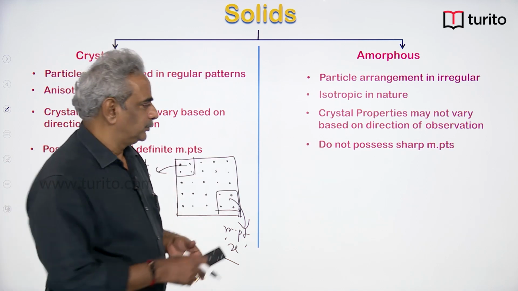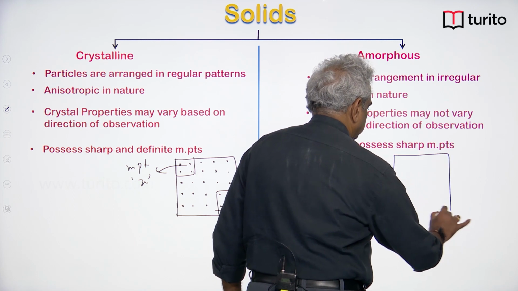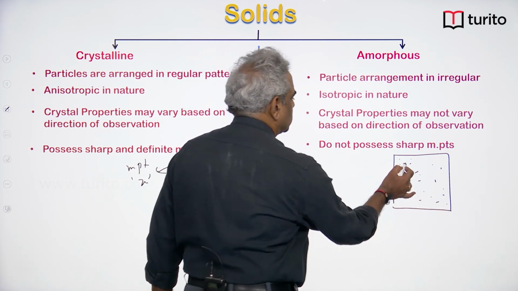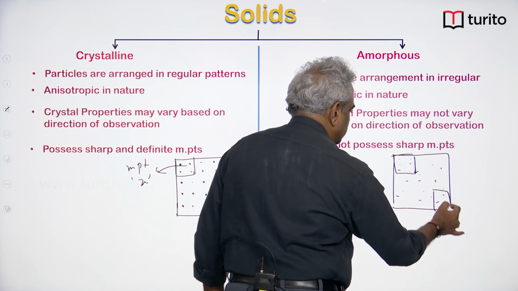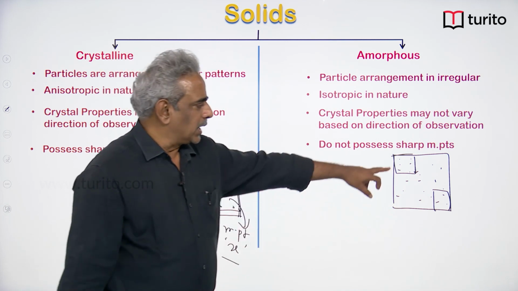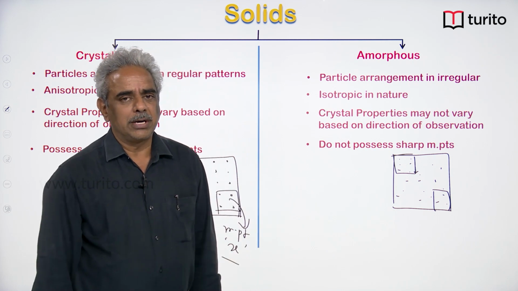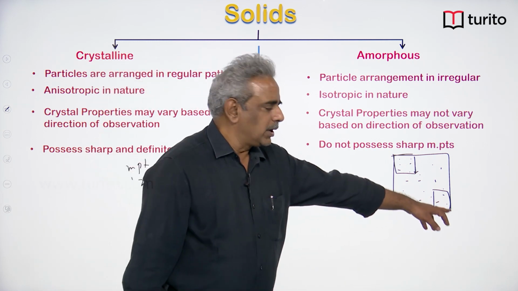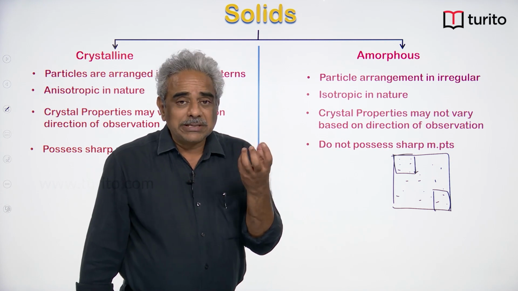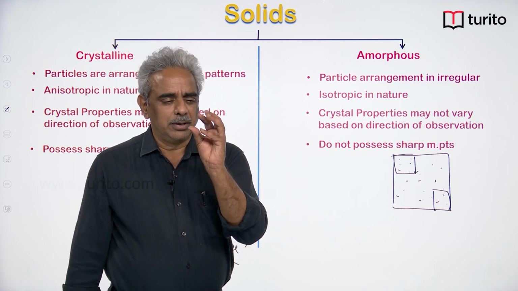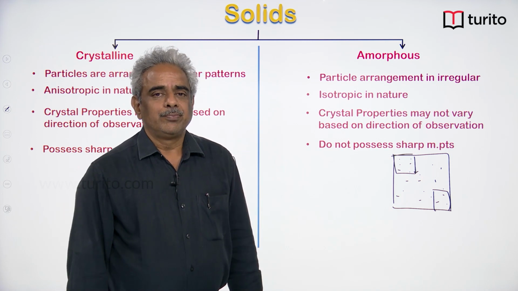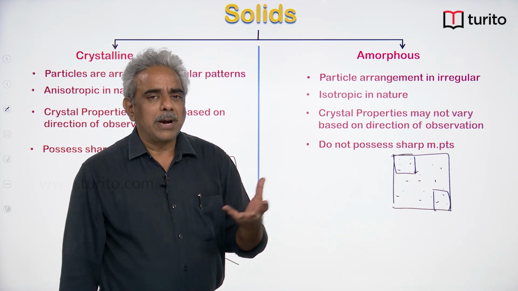What happens in this case? The particles are non-uniformly distributed. Suppose I cut a piece out of it, the particle distribution is not the same as this. See, this part has more particles, that part has fewer particles. If I cut a piece from here and test for the melting point, I will get something, and if I cut from here, I will get something else. Why is it happening like that? Because the distribution of particles and the balance of the intermolecular forces are not identical in different parts of the substance. So, it has no proper melting point.